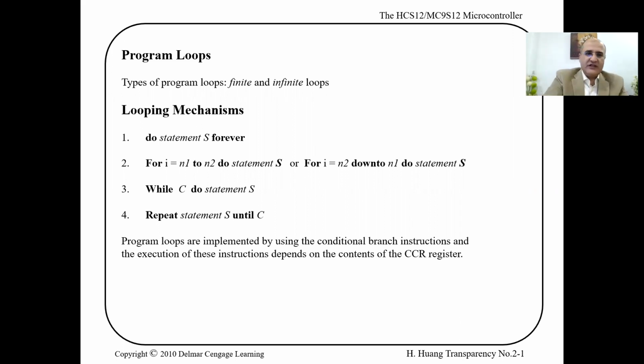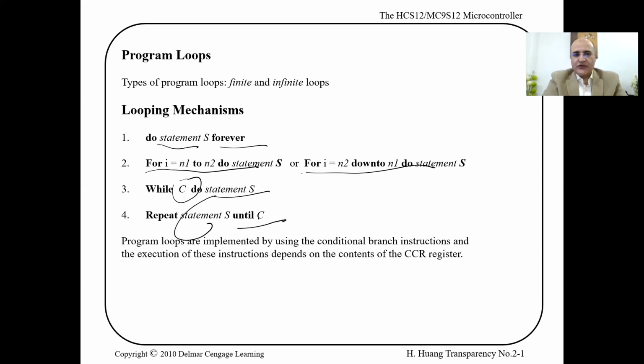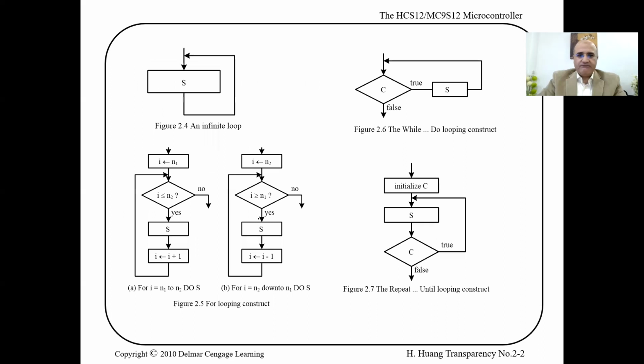Loop statements in C are do, check condition forever. If the condition is true, you go here. If not, you go out. For loops, we're all familiar with, counting up or counting down. While a condition is true, do this or not. Repeat something until a condition is not true. These are all types of loops, trivial now.